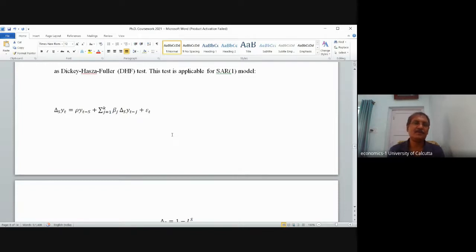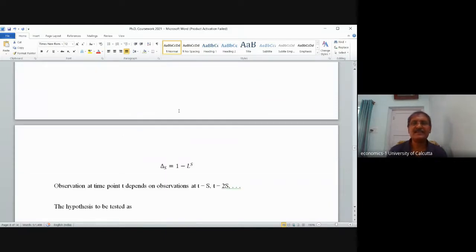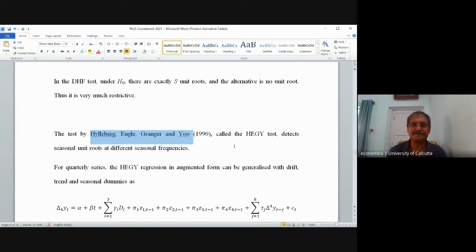If you follow this methodology, you can test the number of maximum unit roots that may be present in a series against the alternative of no unit root. So there are two extremes. This test cannot capture the intermediate situations. So the HEGY test is flexible in that sense.